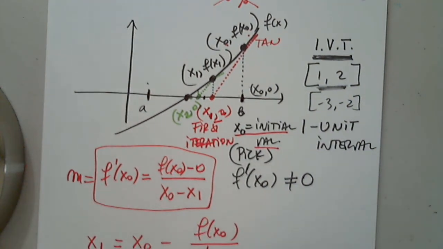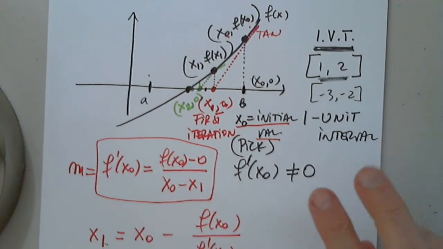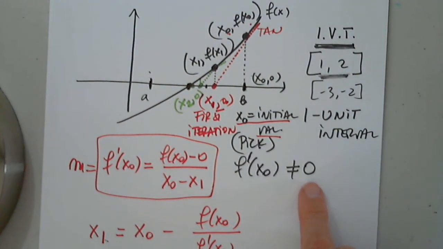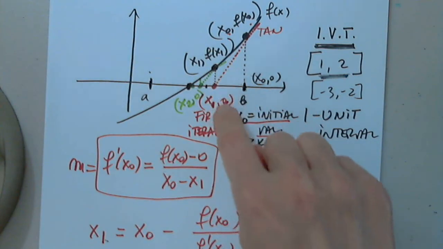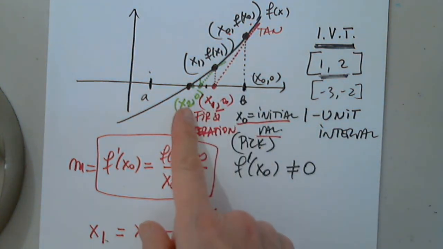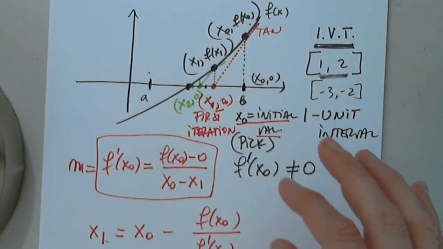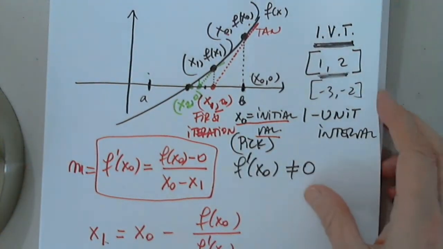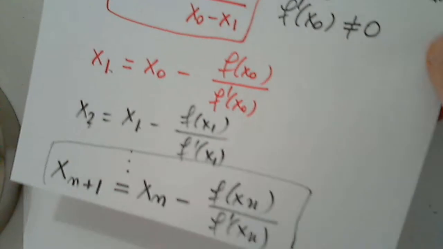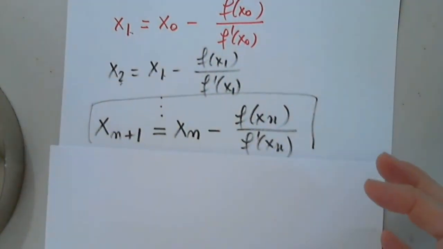Okay, so two potential problems, right? F prime of x0 cannot be 0, and make sure there is no max or min between the initial value and the solution we are looking for. And now let's choose a couple of problems, because I want to show you how to do this with a calculator, of course. We're not going to do this by hand.